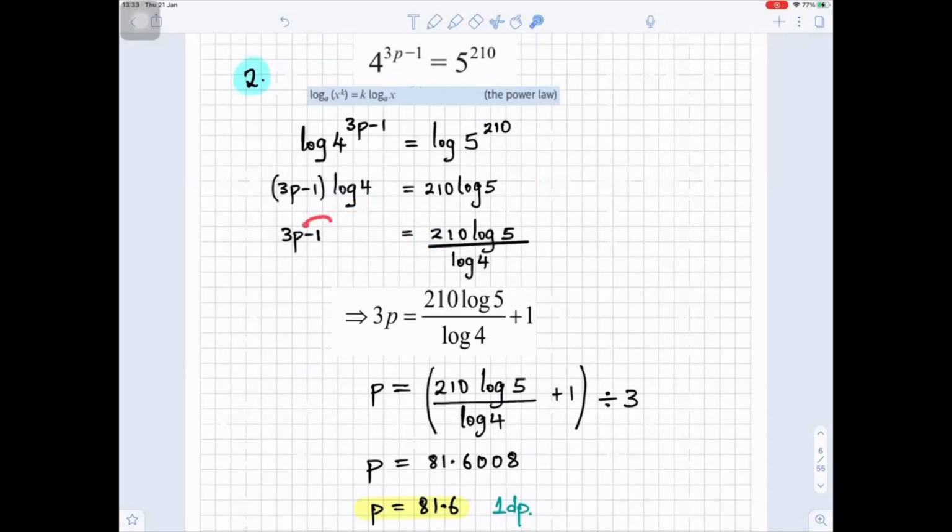Now it is minus 1 on the left, we take it to the right, it becomes plus 1. So 3p equals 210 log 5 over log 4 plus 1. It's times 3p, so we take the times 3 to the right, it becomes divide by 3. And you would put all of that in your calculator to get the answer.